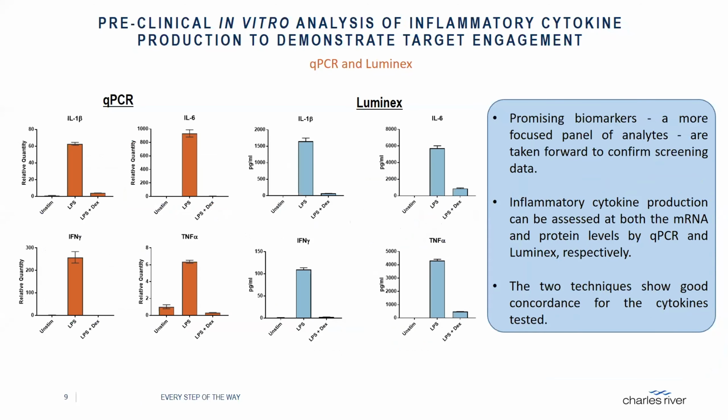So this slide shows samples from the same experiment where we're looking by qPCR at the message or by Luminex at the protein on the right-hand side, and we can show that by both techniques we've got a large window of effect between the stimulus and the unstimulated control with the LPS, and that these four inflammatory cytokine markers are all reduced by the presence of the dexamethasone. So the two techniques show good concordance. So that's an example of using a broad kind of screening technique and then focusing on a smaller panel of analytes.